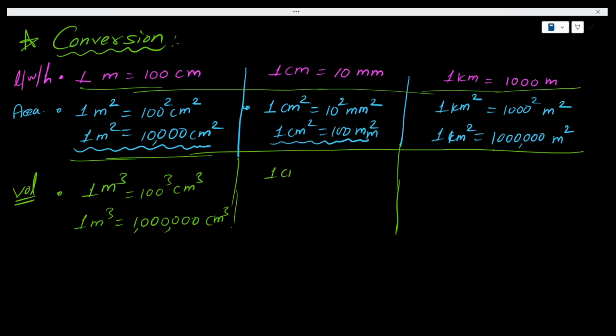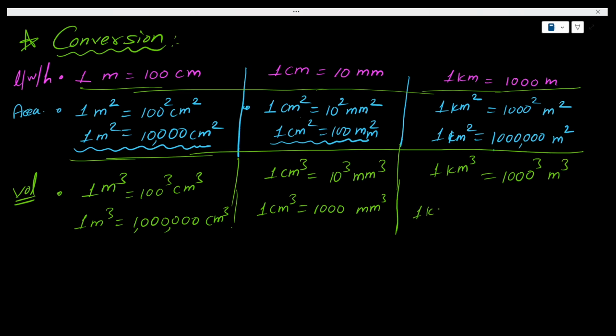Similarly, 1 cubic centimeter will be 10 cubed millimeter cubed, or 1 cubic centimeter is 1,000 cubic millimeter. Then after that, 1 cubic kilometer will be equal to 1,000 cubed cubic meter, right? So same thing here, if I'm taking cube, I have to take 1,000 three times, so 9 zeros will be there, cubic meter.